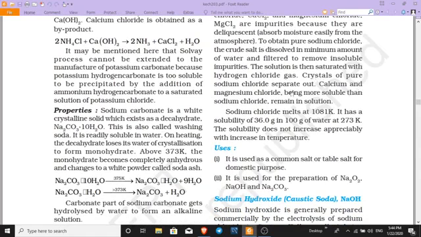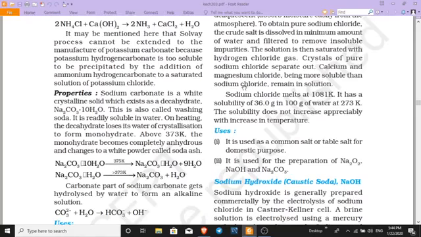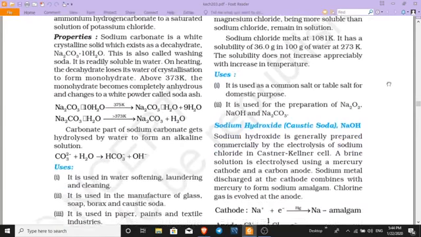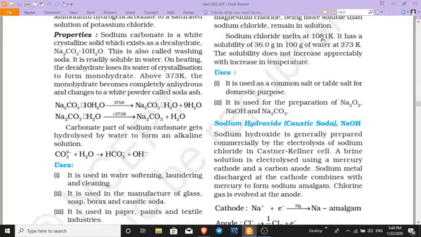Crystals of pure sodium chloride separate out. Calcium and magnesium chloride, being more soluble than sodium chloride, remain in solution. Now sodium chloride melts at 1081 Kelvin, so you can see this is a very high temperature. It has a solubility of 36 gram in 100 gram of water, which means at 273 Kelvin we can dissolve 36 gram of sodium chloride if we take 100 gram of water.